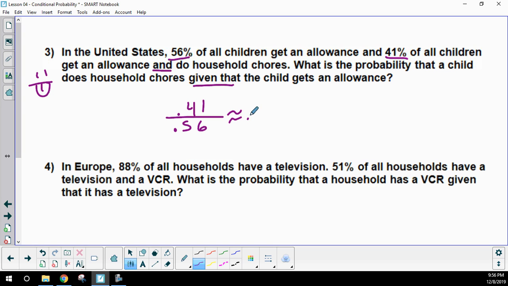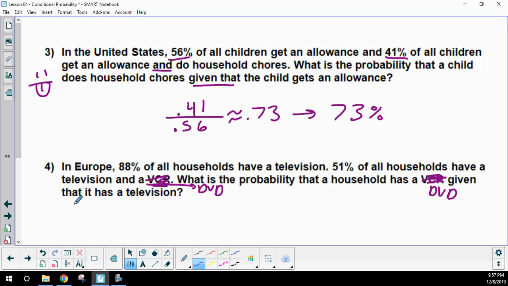Or again, 73%. In Europe, 88% of all households have a television. 51% of all households have a television and a VCR. And for those of you who don't remember what a VCR is, they play cassette tapes. Or VHS tapes is probably what I should have said. I don't know if any of y'all ever touched a tape. What is the probability that a household has a VCR? Or maybe I should change this to DVD. Maybe y'all know what that is. Given that it has a television.